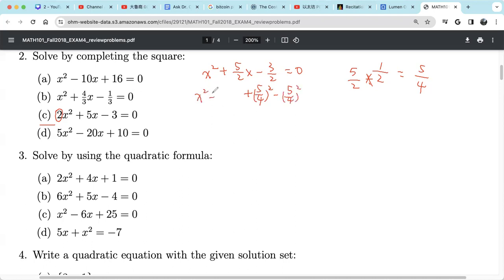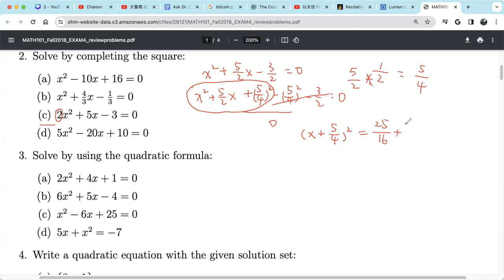So still write x squared plus 5/2x. Then maybe we write minus 3/2 here equals 0. So basically we add 0 into the equation on one side. So that won't change anything. So now these three terms give us a perfect square. x plus 5/4 squared. And those two negative terms, let's move to the other side, become positive. So we have 25 squared is 25, 4 squared is 16, plus 3/2.